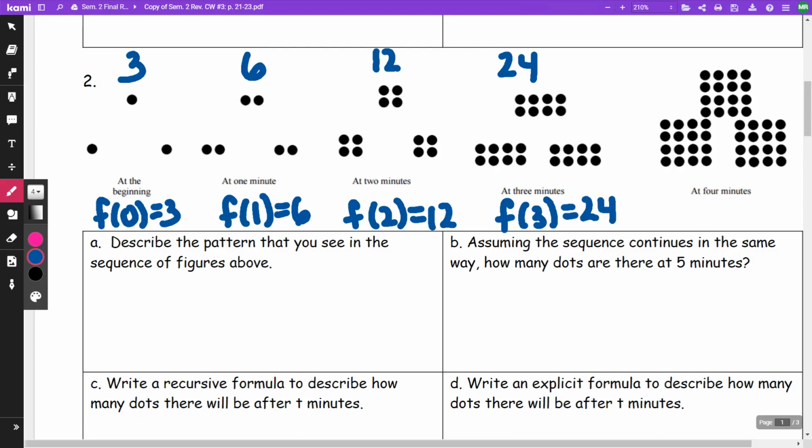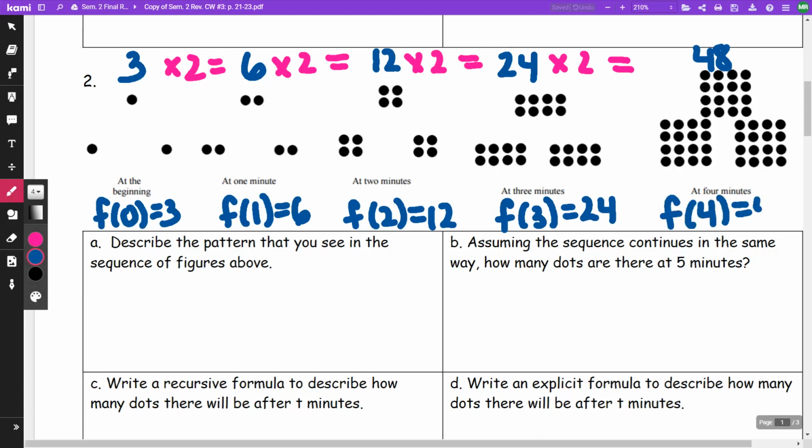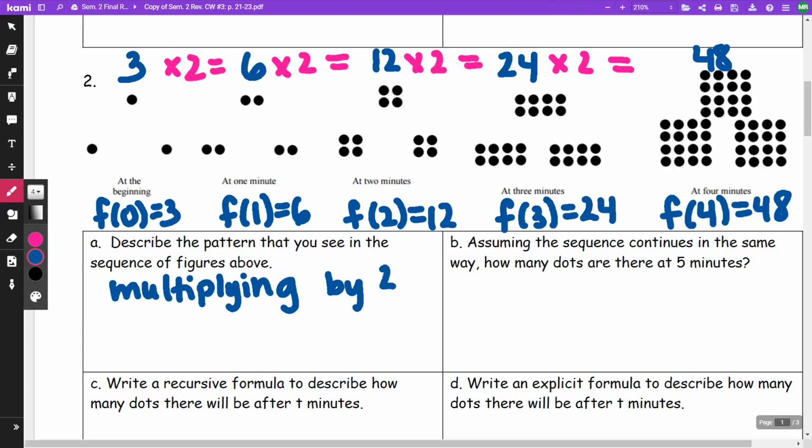So you might notice that every time we are timesing by 2. Timesing by 2, timesing by 2. So if I times this one by 2, I am going to end up with 48 here. And I have 3 sets of 16, which is 48. So f of 4 is 48. So this one is going to be geometric. So it says describe the pattern that you see in the sequence of figures above. We are multiplying by 2 each time.